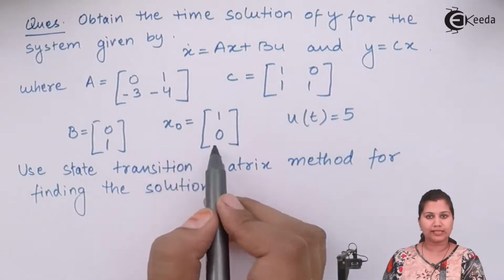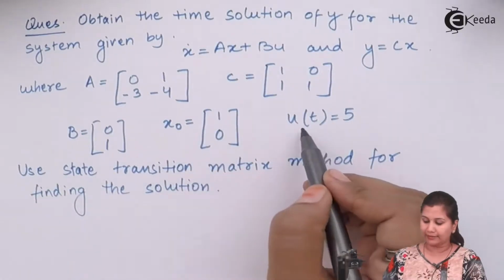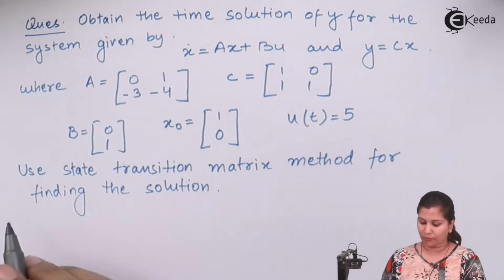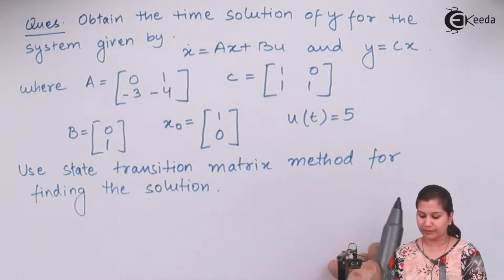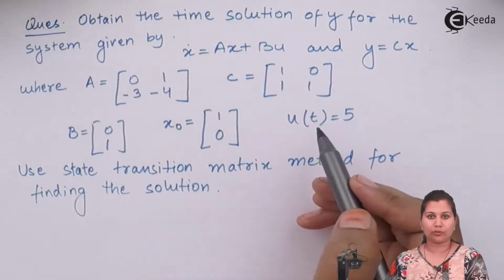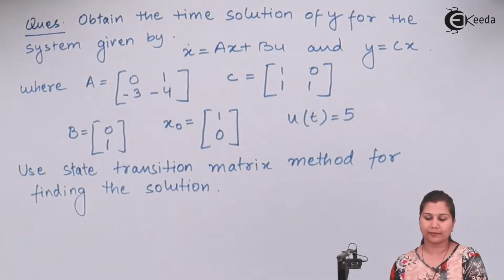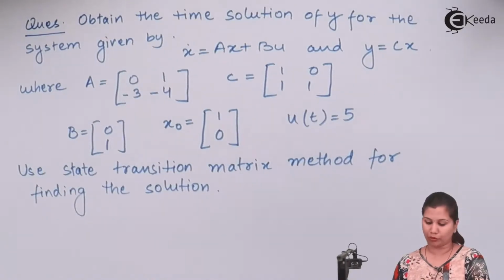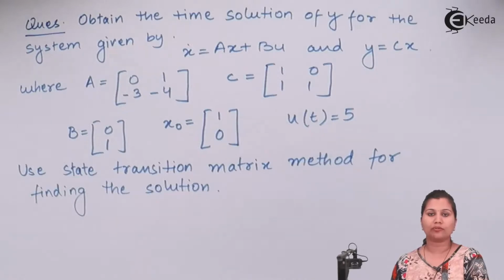Now this is the initial state vector given to us, and the input is also given to us, that it is 5. Okay. Now we have to use the state transition matrix method for finding the solution. Now you can see that input is given to us, so this is a non-homogeneous system, and for a non-homogeneous system we know the formula for the time response. So we will directly use the formula, then calculate all the variables in it and substitute their values so that we can get our answer. Okay, so let's try to solve this problem.